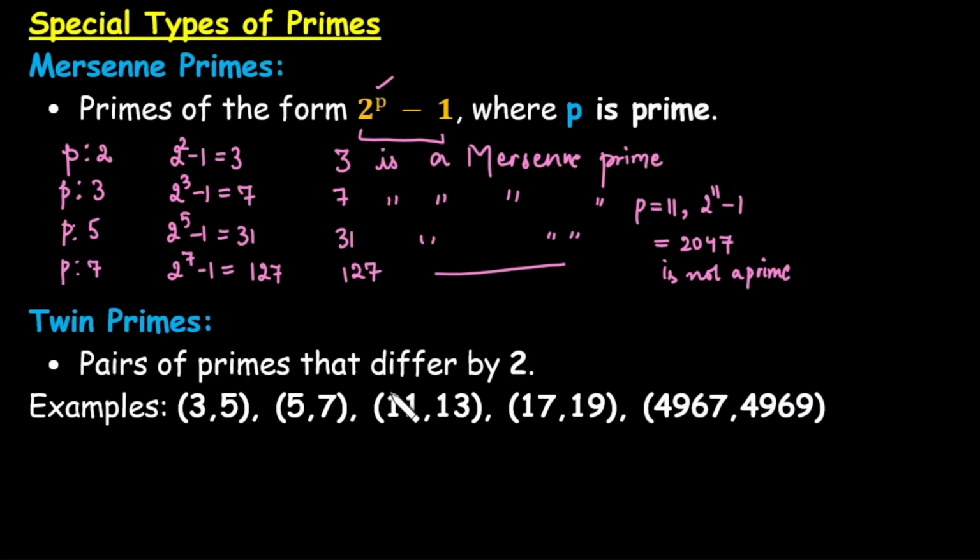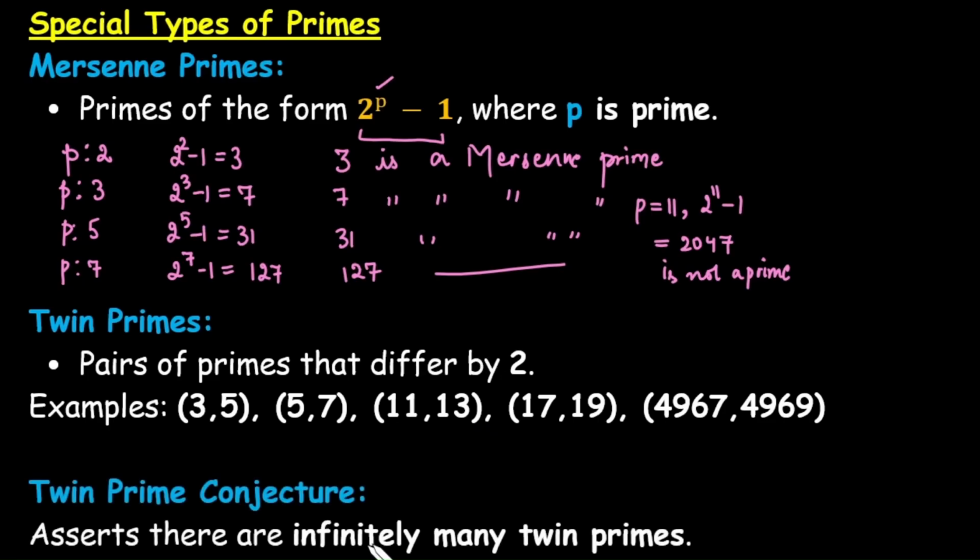With the evidence of this one, there is a statement that states that there are infinitely many twin prime numbers. Now this statement is basically called a conjecture. Conjecture means the statement is assumed to be true on the basis of partial evidence. But the proof of this statement is not yet available in the literature.